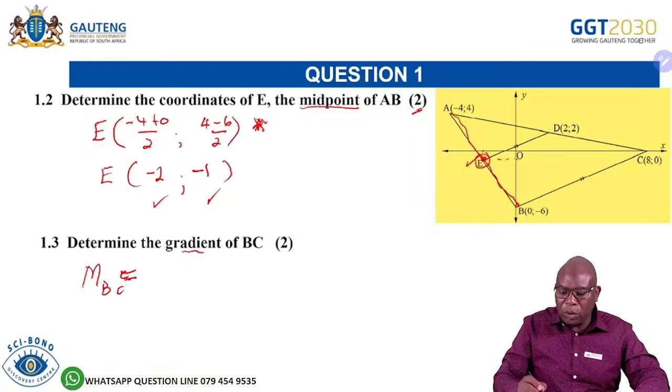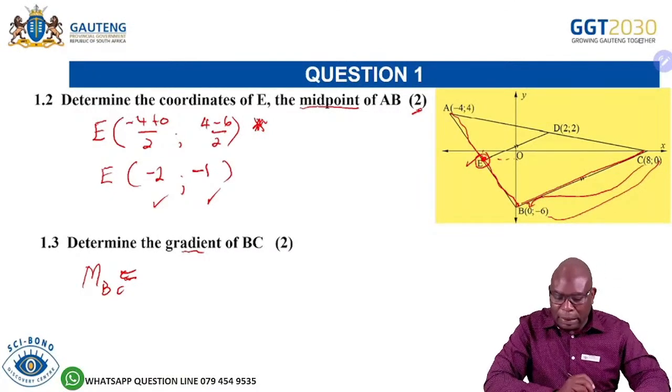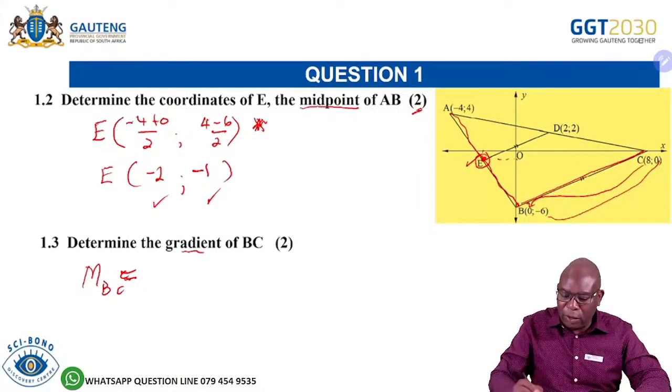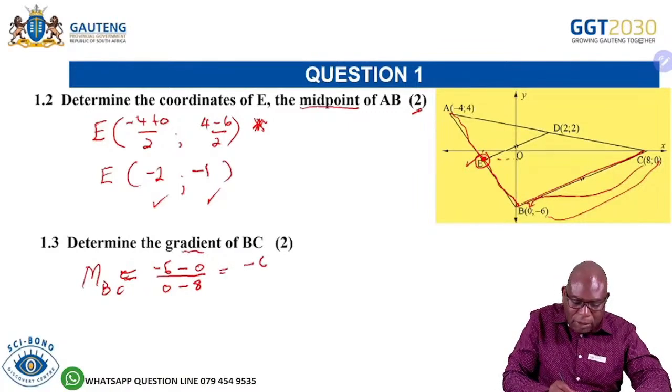will be equal to. So the gradient, remember, it is the change in y over the change in x. I'm talking about BC here. So it will be minus 6 minus 0 all over 0 minus 8. So I'm going to get minus 6 all over negative 8. So the answer there will be 3 over 4. So that is my gradient.